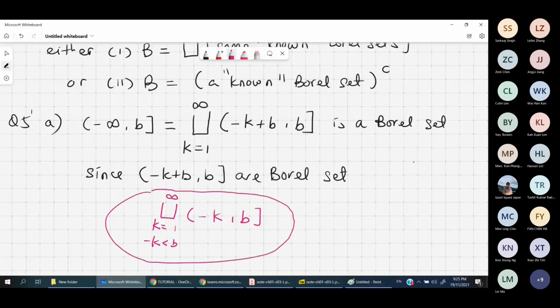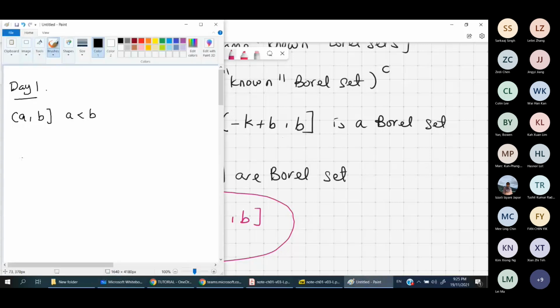Because if minus K is larger than B, it doesn't make any sense, right? So that's why mathematically, to be consistent, we put it like that. Okay, so this is the first one. Then we can know this is a Borel set. So that's why in day 2, we know this already. We can include this negative infinity, where A, B are real numbers.